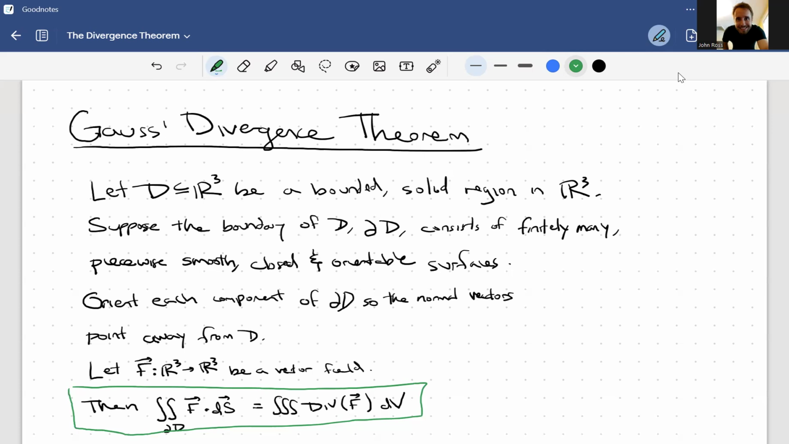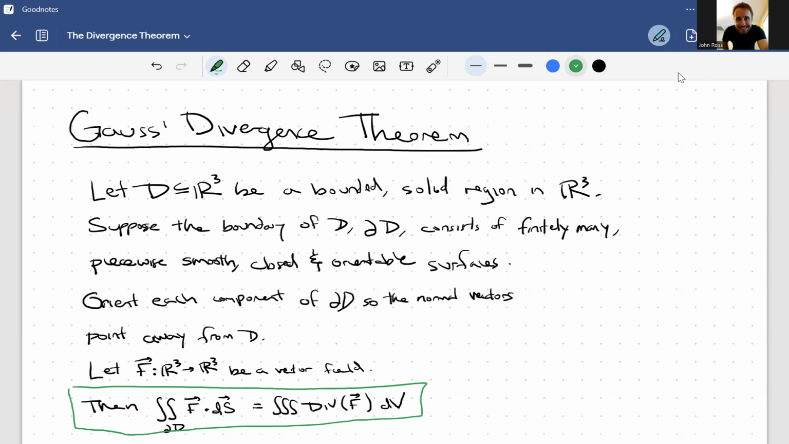So in certain circumstances, we will either be able to compute a certain triple integral, or we'll be able to compute a vector surface integral, depending on which one we might prefer. So that's where we're going. Let's talk through the setup of Gauss's divergence theorem. And there's a lot that we want to discuss.